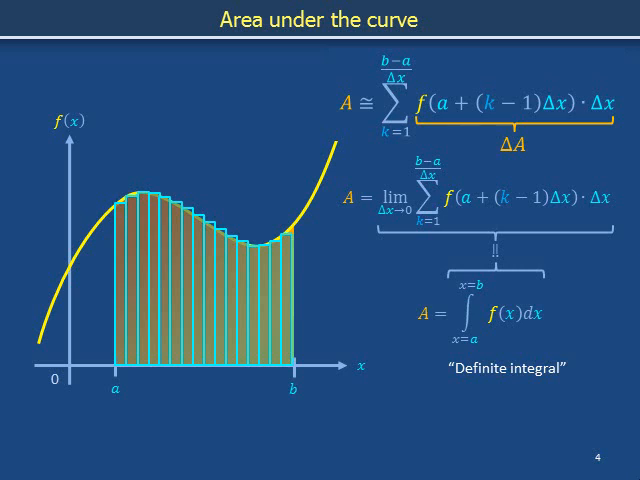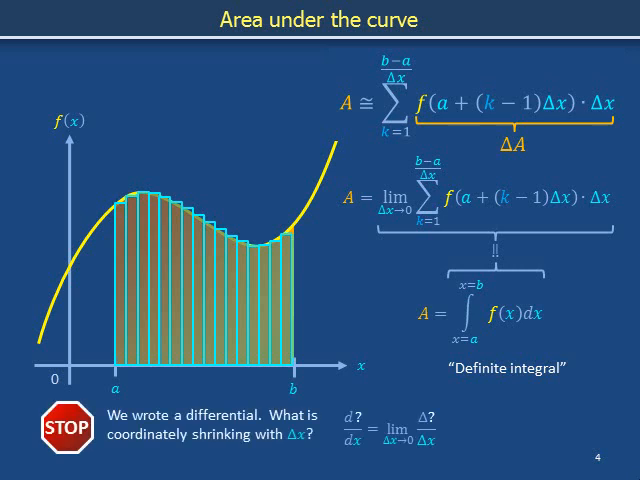The smooth S and dx symbol should be considered two syllables that have meaning when combined, but not when written in isolation. We wrote a differential dx. In the module on differentiation, we were warned to avoid thinking of differentials as numbers in their own right. Instead, we were told to look for notions of coordinated shrinkage whenever we saw a differential. Please pause the video to think about what is coordinately shrinking with delta x. The answer is not stated in this video.